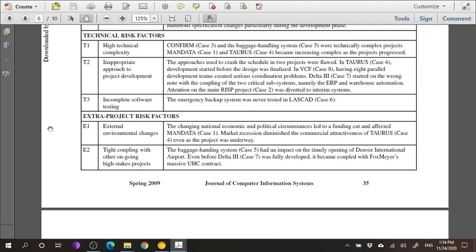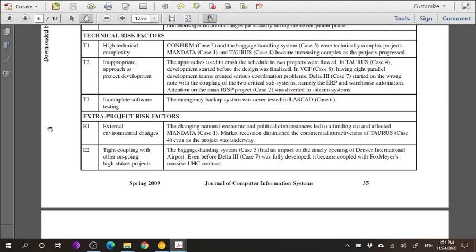In the main RISP project in case 2, instead of focusing on the main system, they started focusing on 2 interim systems or in-between systems, and that of course caused a lot of problems with the project development process, causing a disaster. In the technical risk factor number 3, which is incomplete software testing.